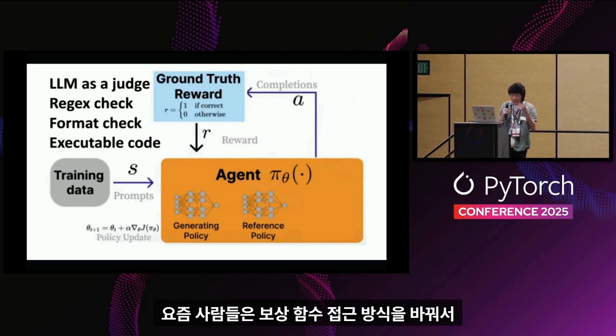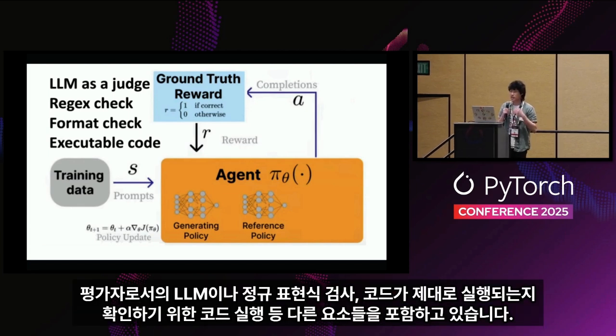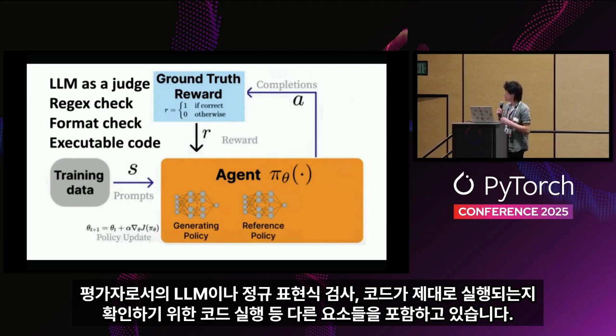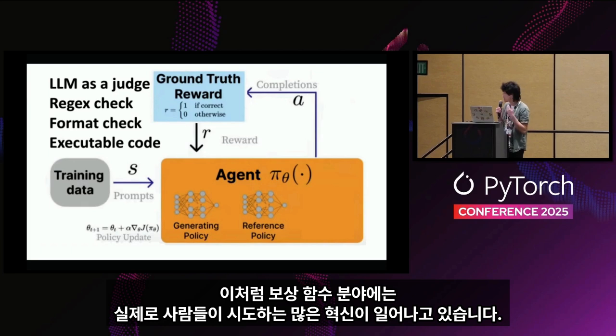Nowadays, people have changed the reward function approach and include other components, such as LLM as a judge, regular expression checking, and executing code to check if it's good or bad, like if it actually executes. And so there are many innovations in the reward function area, which people like to do.